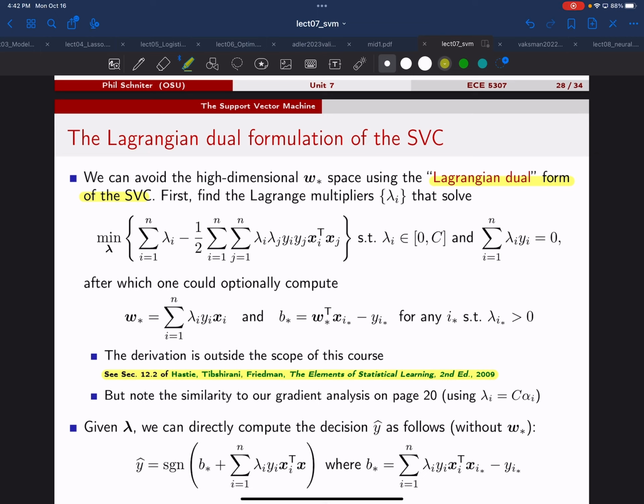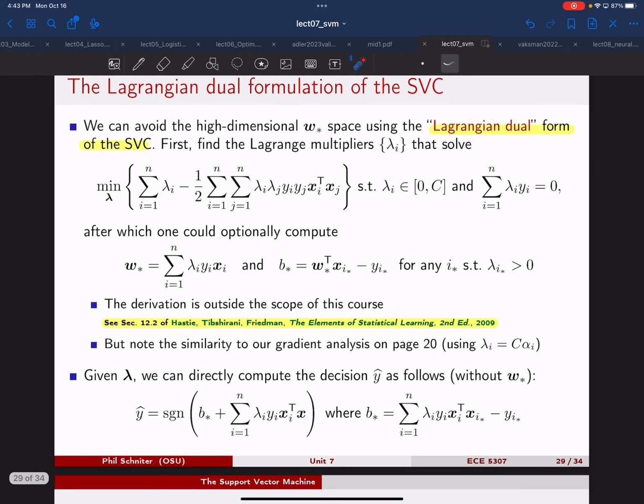Now if you wanted to, once you're done solving for these lambdas, you could compute the weight and the intercept, but you don't actually need to, because the lambdas give you everything you need to compute the label predictions. Here we're using the lambdas, our test vector x and our training samples. We do need this bias coefficient, and it turns out that is computable again using the lambdas. So basically, we don't ever have to compute the W. There's a way around it.